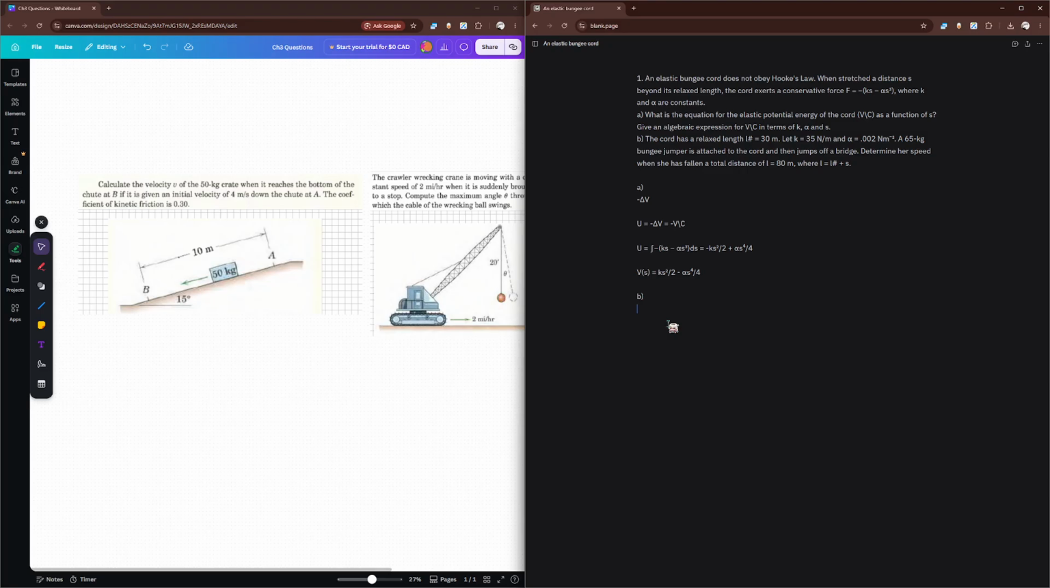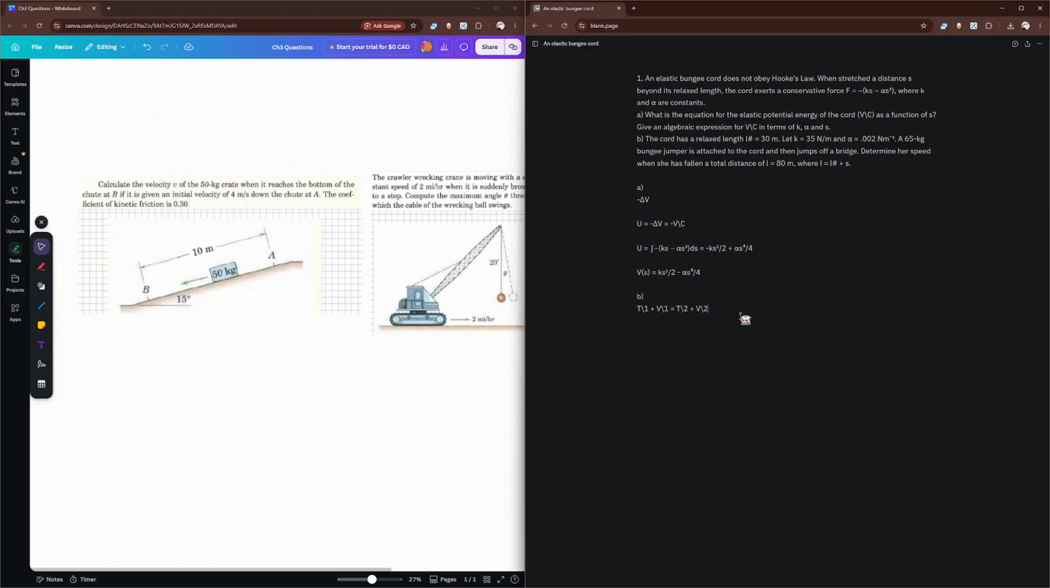Okay, so to do this, this part of the question uses conservation of energy, which is supposed to be chapter 8, but that's okay. I'll leave this part in anyways. So it's T1 plus V1 equals T2 plus V2, like this.